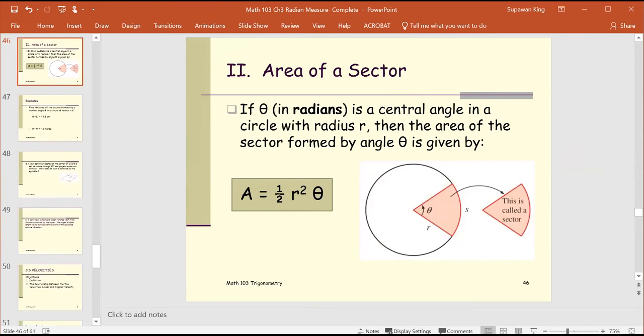Part 2, area of a sector. If an angle theta in radians is a central angle in a circle with radius r, then the area of the sector formed by an angle theta is given by A, or the area, equals a half of the radius squared times an angle theta.